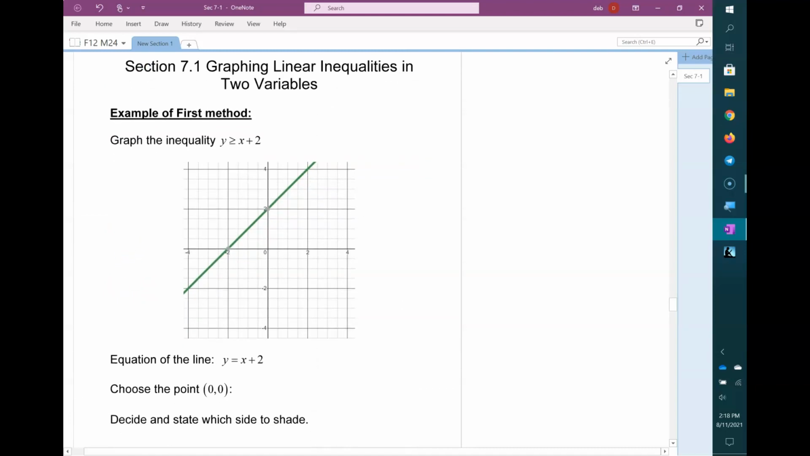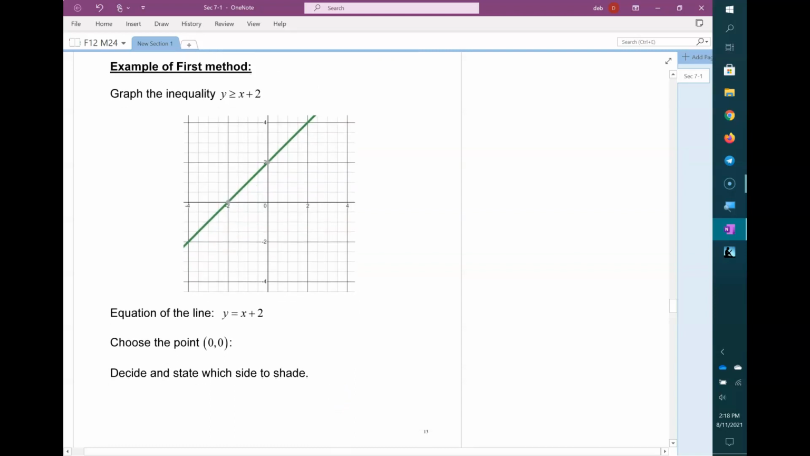Okay, so to graph the inequality y is greater than or equal to x plus 2, we first graph the line y equals x plus 2. So we graph the y-intercept of 2, slope of 1, draw our line. Then we're going to choose the point (0, 0). So what I would want to see is something like "test (0, 0)" and then do that. So tell me what you're going to do and then do it.